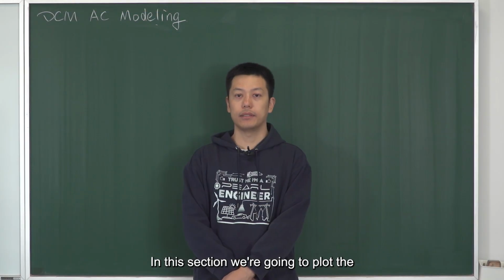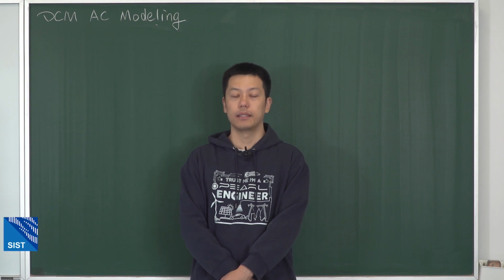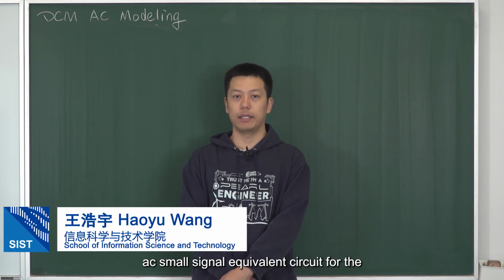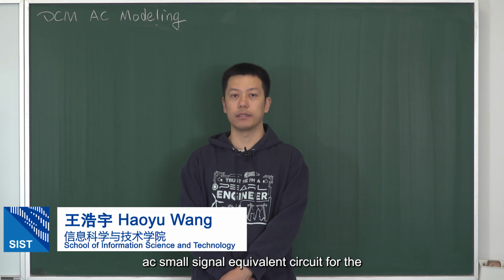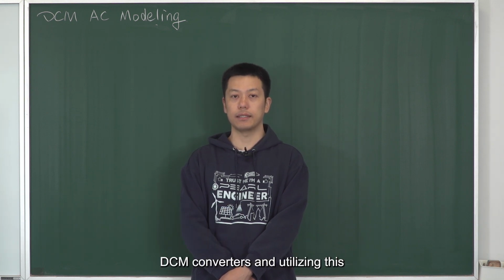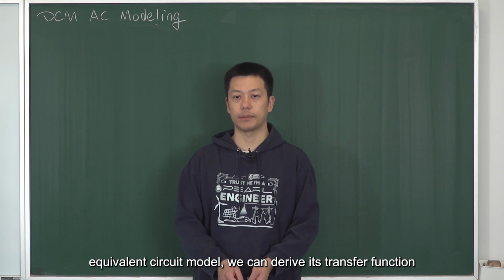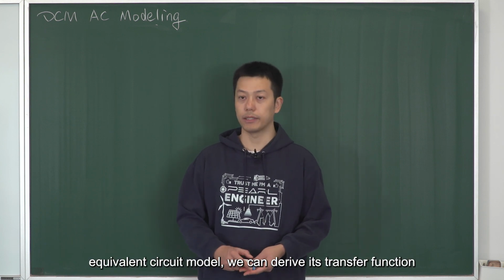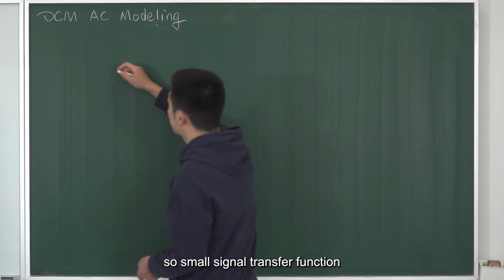In this section, we are going to plot the AC small signal equivalent circuit for the DCM converters. And utilizing this equivalent circuit model, we can derive its transfer function. So, small signal transfer function.